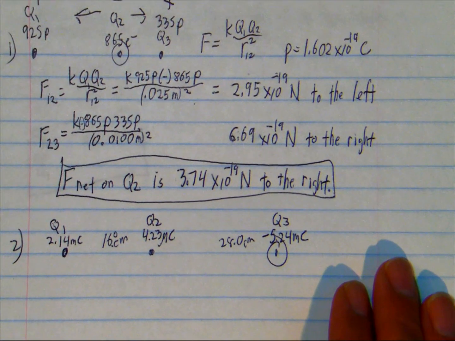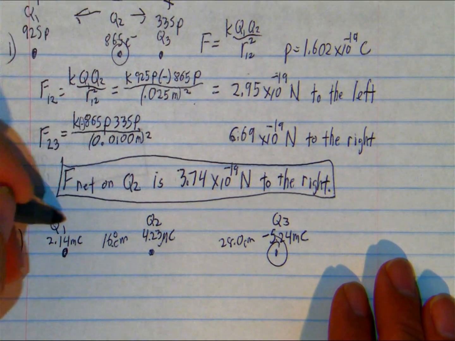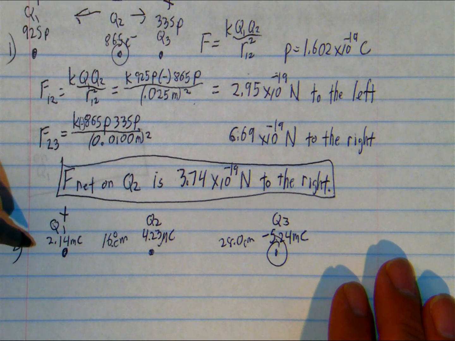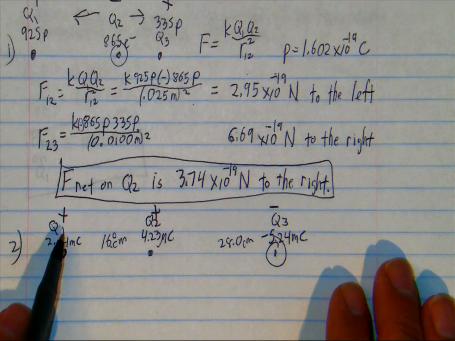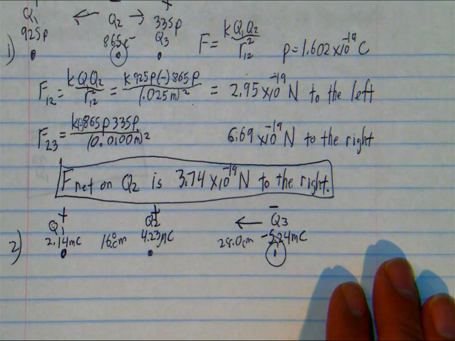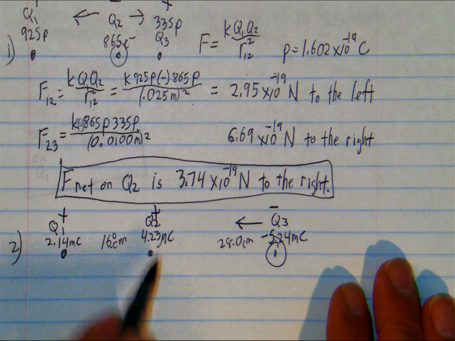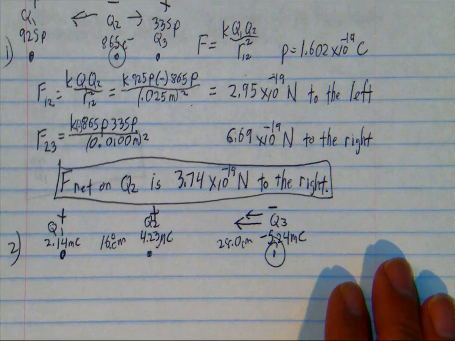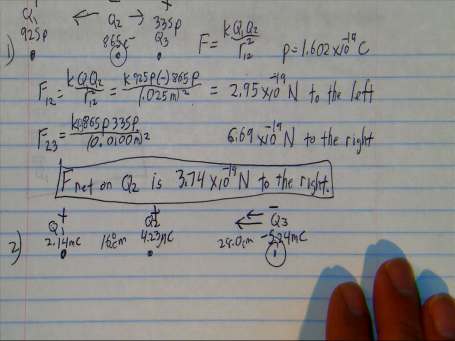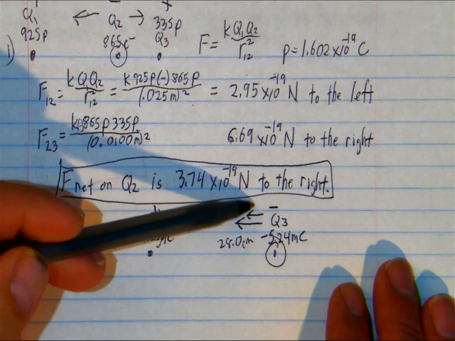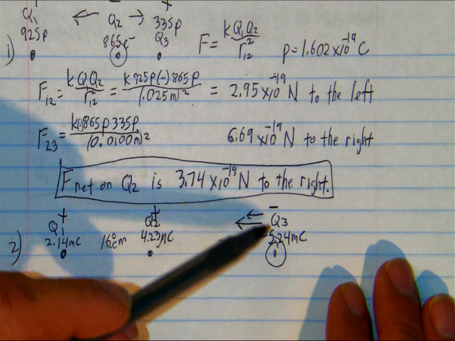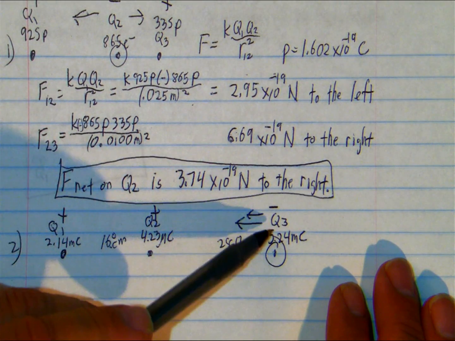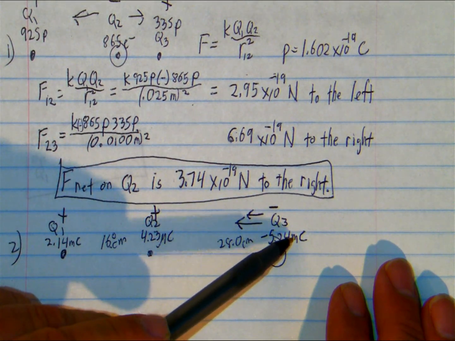Okay, so let's just look at the algebraic signs of things. Q1 is positively charged. Q2 is also positively charged, and Q3 is negatively charged. So Q1 is going to be pulling Q3 to the left. Q2 is also going to be pulling Q3 to the left. So therefore, when I calculate the magnitude of the forces acting on Q3, when I get done, I add them together because they're both going to the left. And I say, this is the net force acting on Q3 to the left.